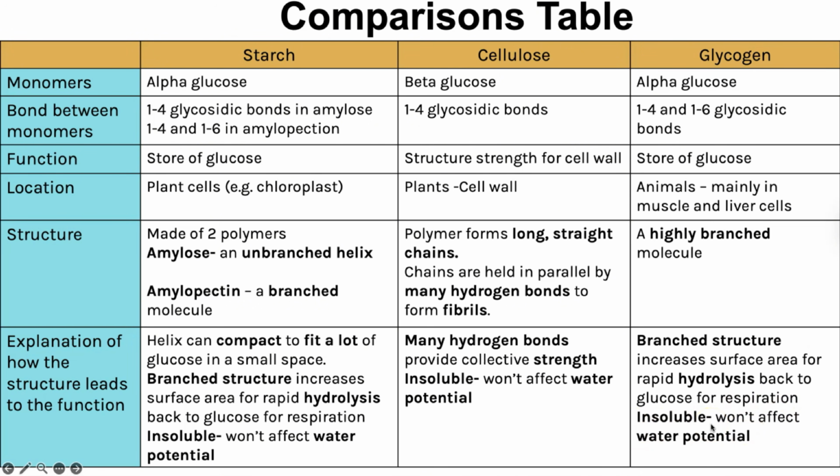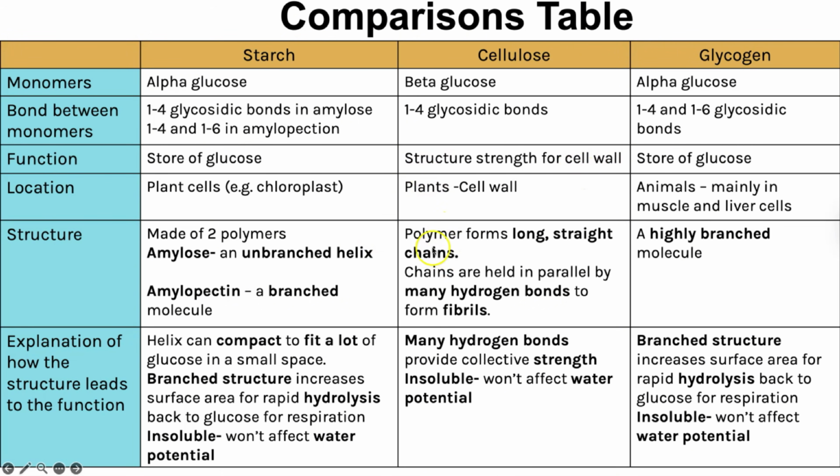Insoluble, so it's not going to affect the water potential. You don't actually get this coiled structure, so I'd go for these two if I was asked to give marking points for that one. Then cellulose, this one's completely different. It's beta glucose. We have 1-to-4 glycosidic bonds, and this time we have the function of it provides structural strength to the plant cell walls.